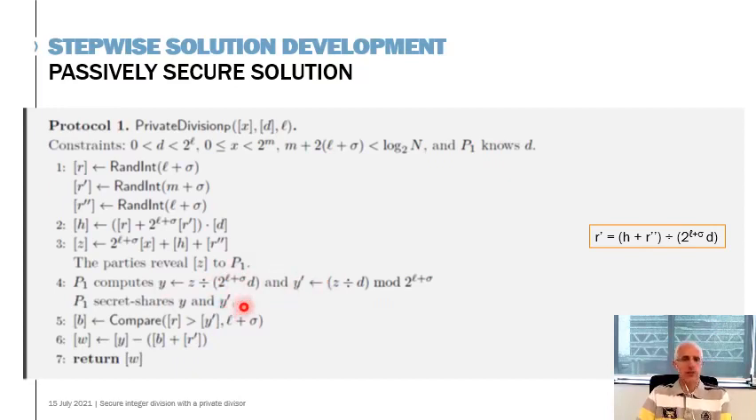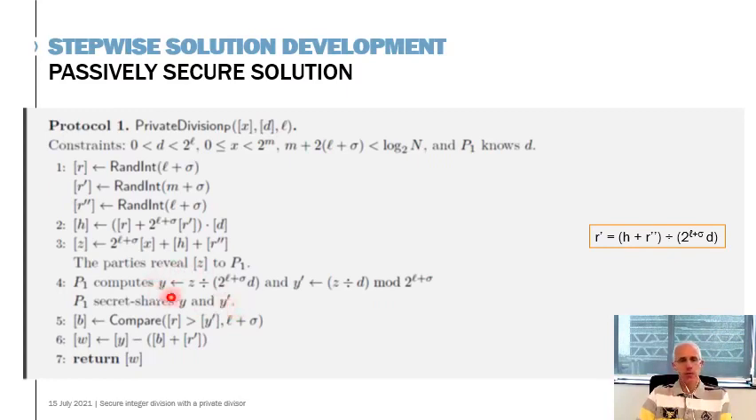P1 creates secret shares for that, and then the outcome is y minus r prime with a possible extra bit, which is the result of this secure comparison. The details of why that secure comparison works are in the paper. So this is our passively secure solution.